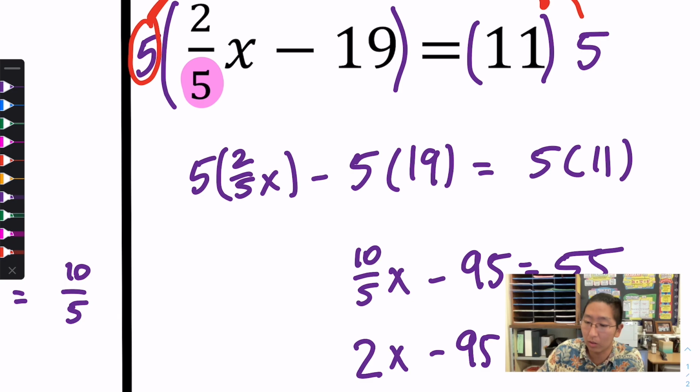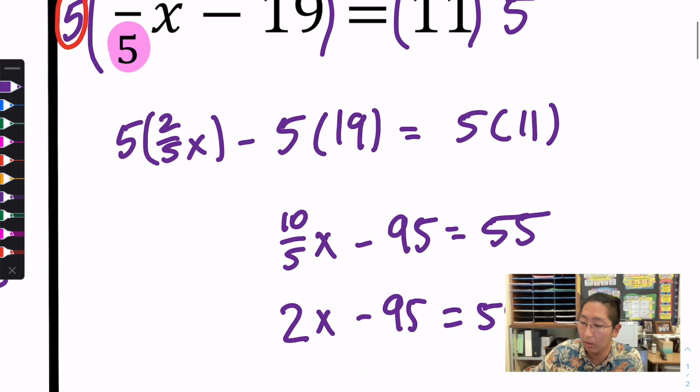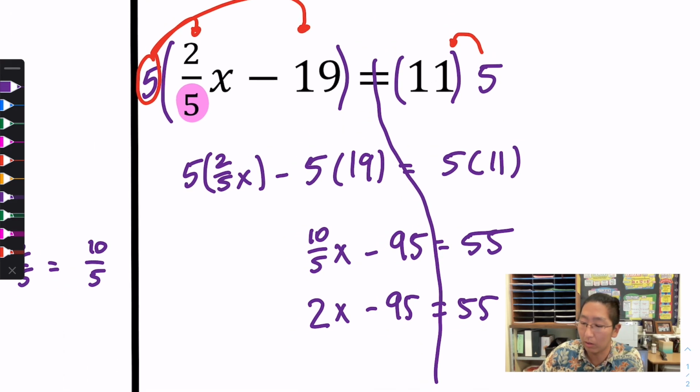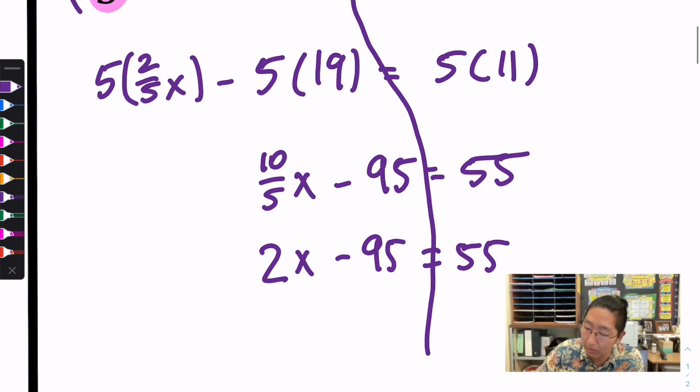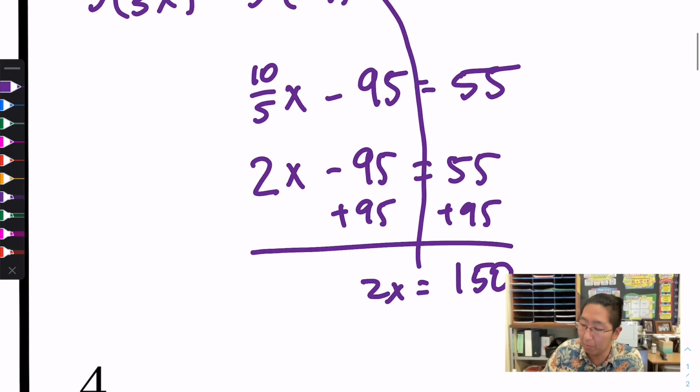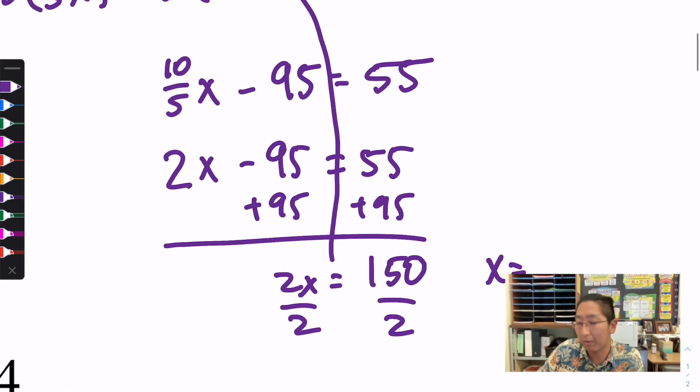So the problems look bigger, but it's still the same equation. They're both equal. If I do one thing to one side, I have to do it to the other. So that's basically what I'm doing. And now I could solve for x. Plus 95, plus 95. 2x equals 150. And then divide both sides by 2, the coefficient, x equals 75.